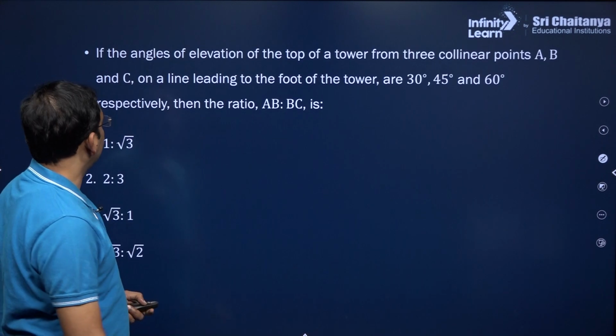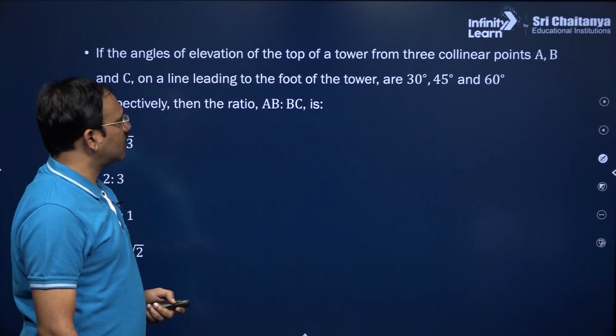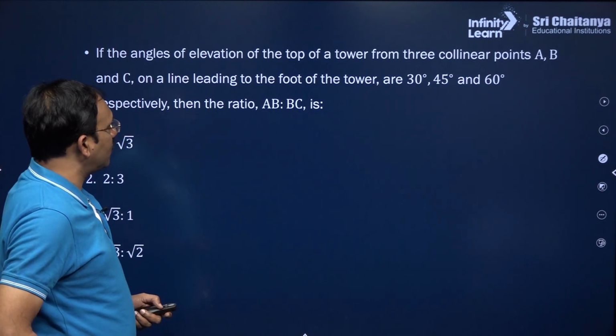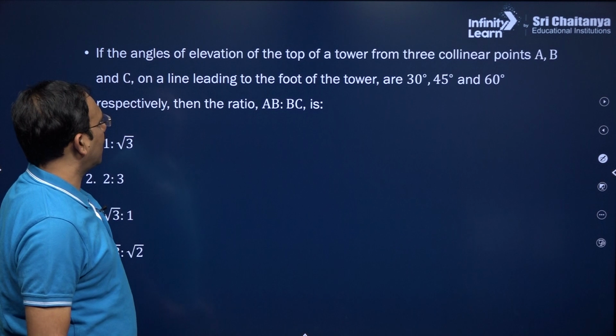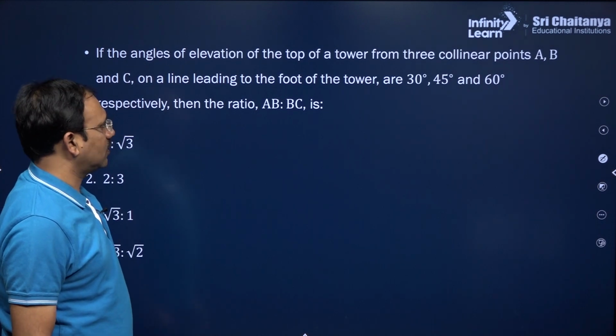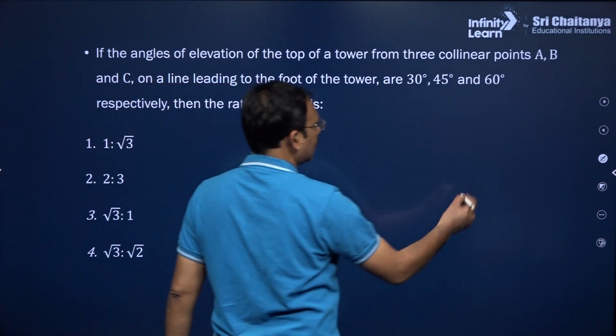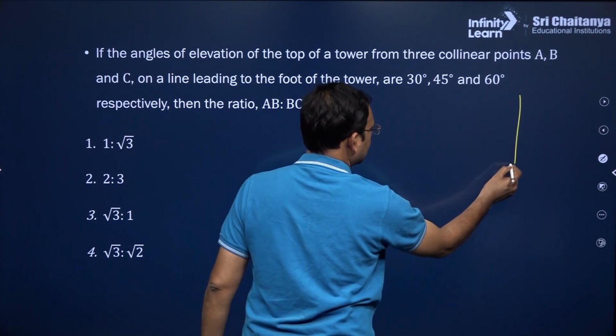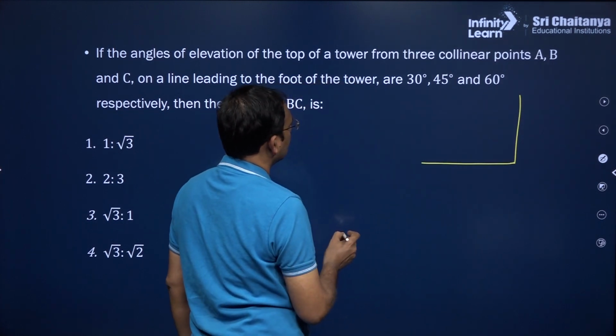Okay? Right. Next, the angle of elevation of the top of a tower from 3 collinear points A, B, C on the line leading to the foot of the tower are, you see, there is a tower, my dear friends, this is here on the ground.